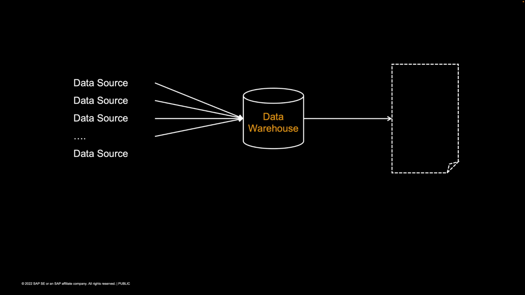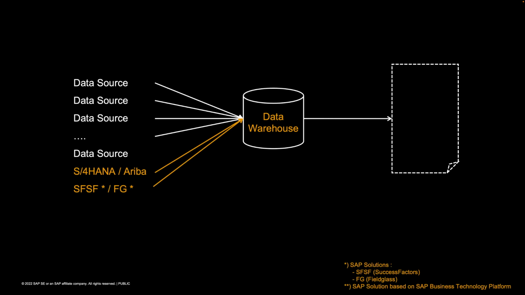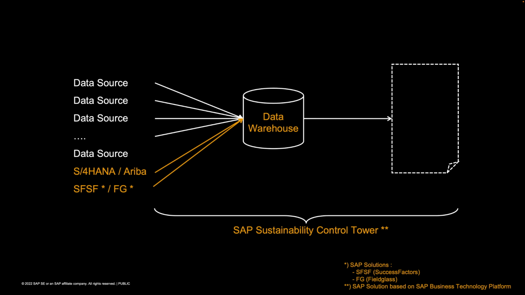SAP Business Technology Platform is the platform to address all the data management and usage topics such as acquisition, storage, calculations, and display for reporting and analysis. Among the various data sources possible, SAP S/4HANA, SAP Ariba, SAP SuccessFactors, and SAP Fieldglass can be very helpful. SAP Sustainability Control Tower is the integrated solution to acquire, transform, and report all data related to sustainability. Of course, it is based on SAP Business Technology Platform.